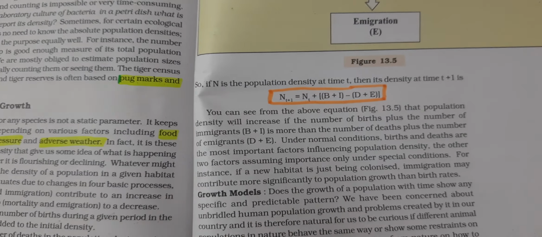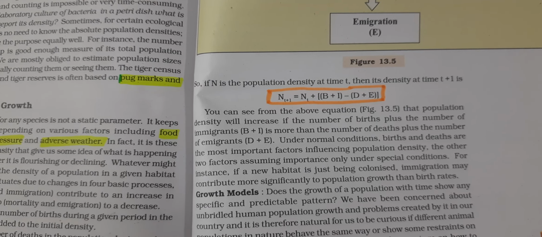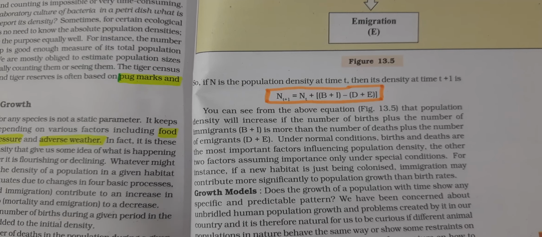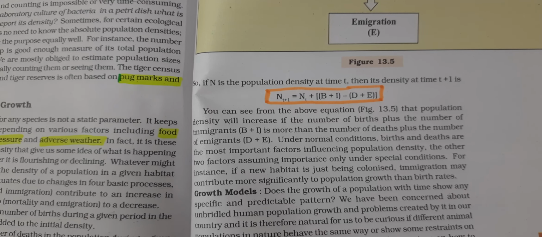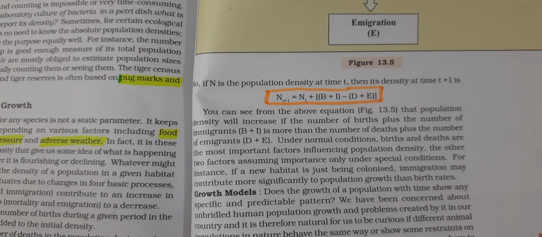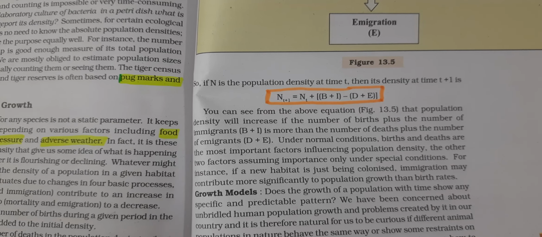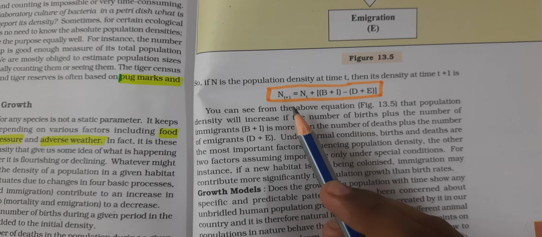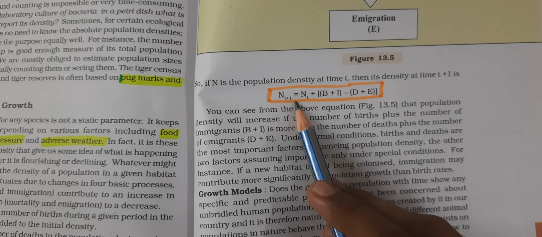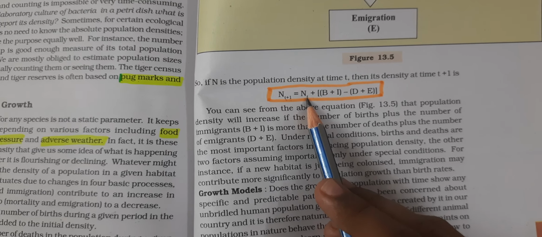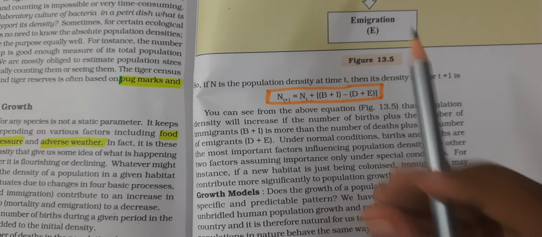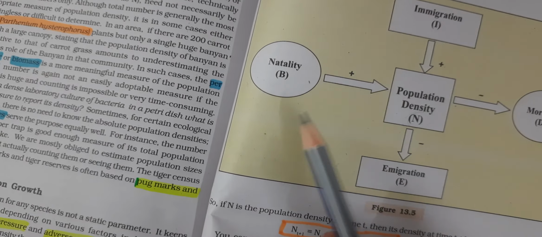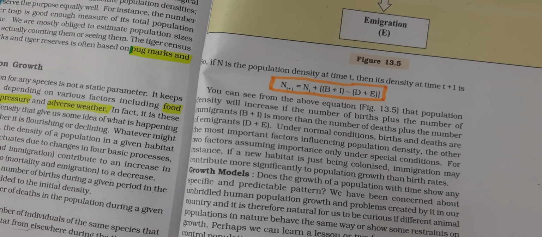This is a very relatable formula, because we have the population density in a given time period, N t plus 1, which is equal to N t plus this, subtract this. That's all. That's what you require.